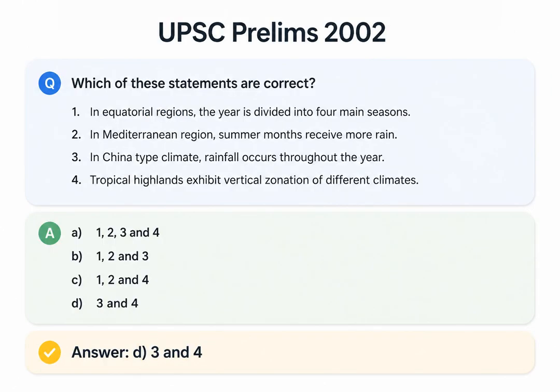A 2002 question asked to identify correct statements. Statement 1 is false because equatorial rainforests have no distinct seasons. Statement 2 is false because the Mediterranean region receives rain in winter, not summer. Statement 3 is true. The China-type climate does experience rainfall throughout the year. Statement 4 is also true, as tropical highlands show vertical zonation of climates based on altitude. Therefore, only statements 3 and 4 are correct.